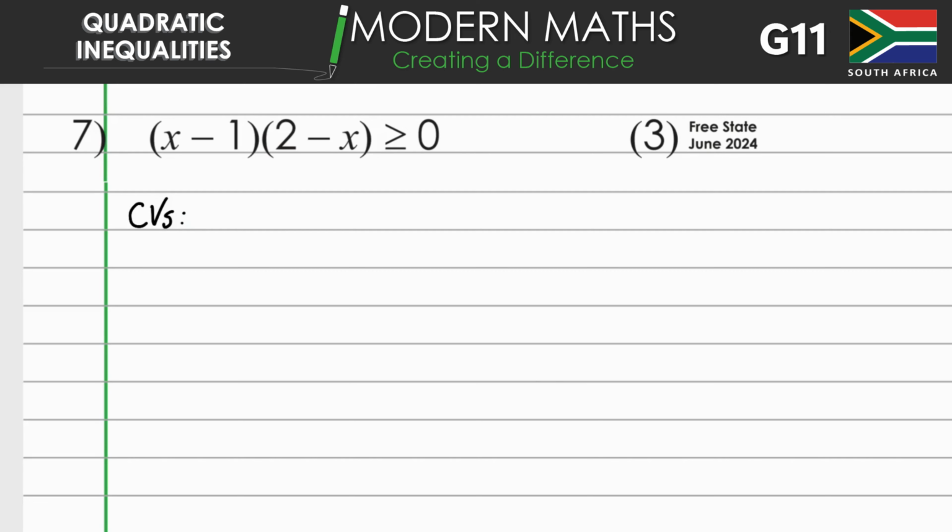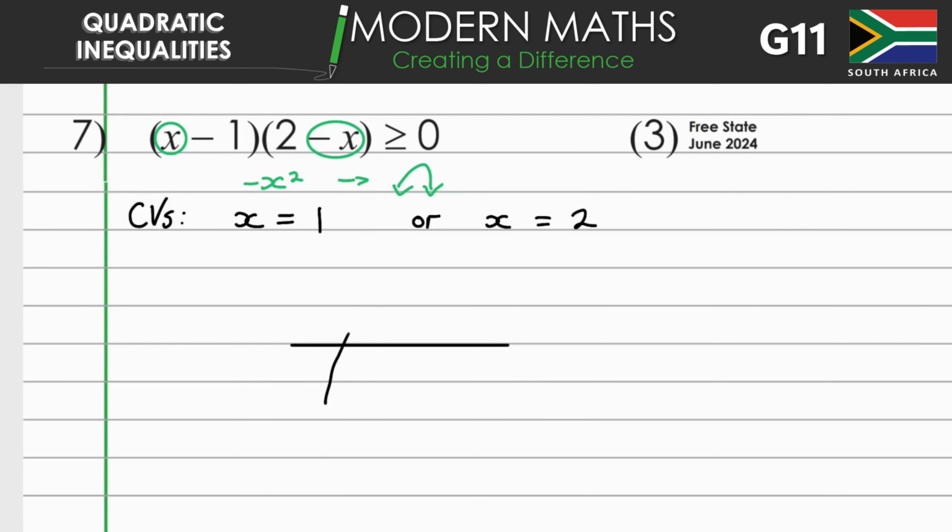Right, for the next question, same as before, factorized, and it's got a 0 on that side. So I'll go straight to critical values. And then I'm going to draw my parabola. And you might notice it's happening again. These two multiply together, give me minus x squared, which is a sad face parabola. So I'm going to draw a sad face.